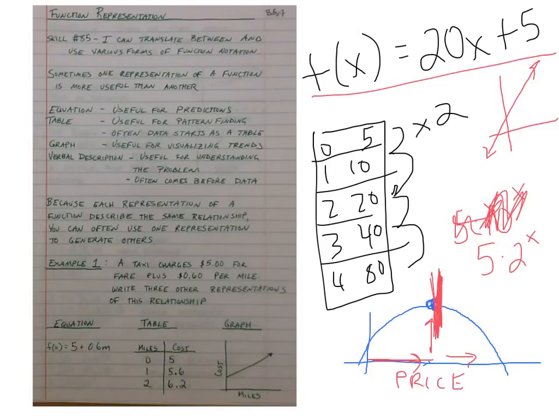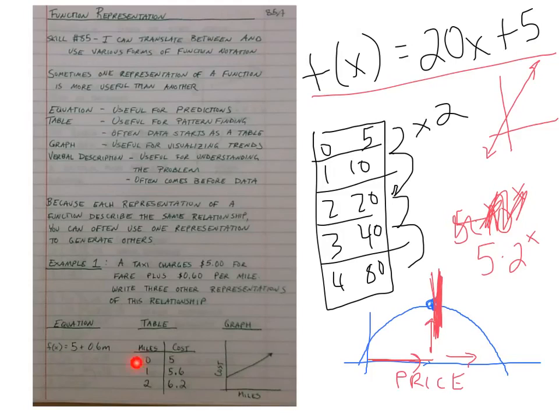The way this shows up on the skill test is I will probably give you a verbal description and ask you to generate the equation, table, and graph. So I show that in example 1. A taxi charges $5 for fare plus 60 cents per mile. Write 3 other representations of this relationship. So I gave you the verbal representation, and you can generate the equation: 5 plus 0.6 per mile.